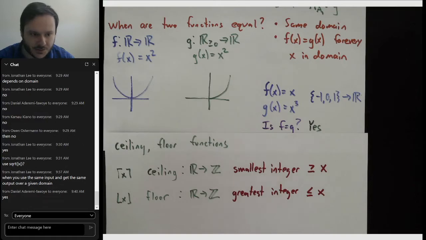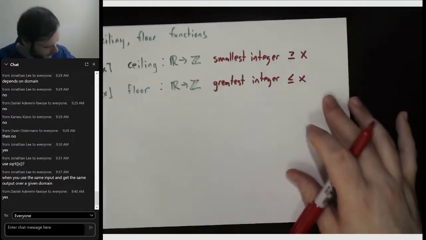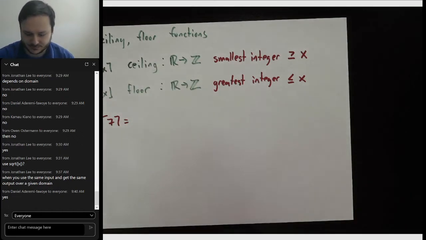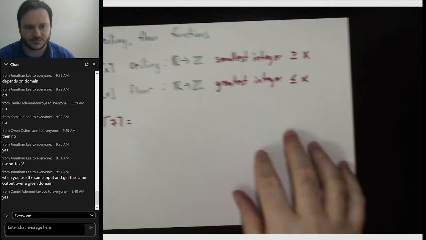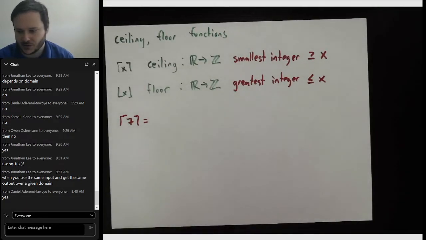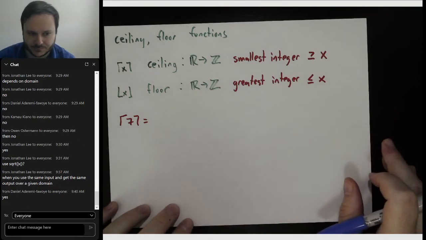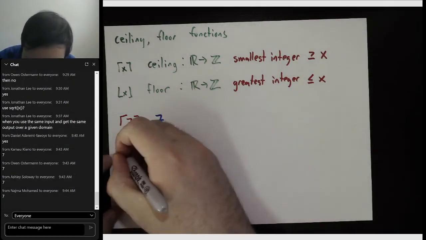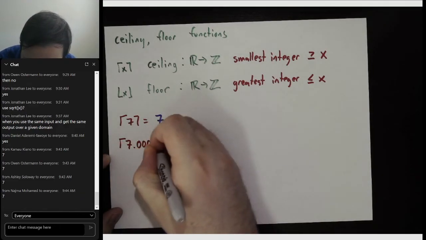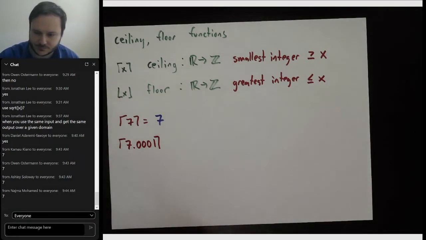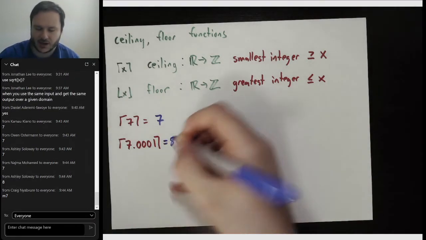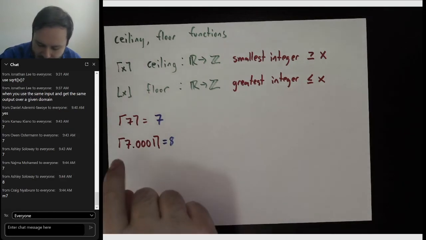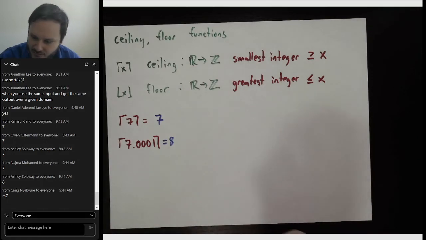Okay. So let me do some quick examples. What is the ceiling of 7? What is the smallest integer that's greater than or equal to 7? Seven. Good. What is the ceiling of 7.0001? Now I got to go all the way up to 8. Right? The smallest integer that is bigger than 7.0001 is 8. 7 isn't big enough. Got to go up to the next one.